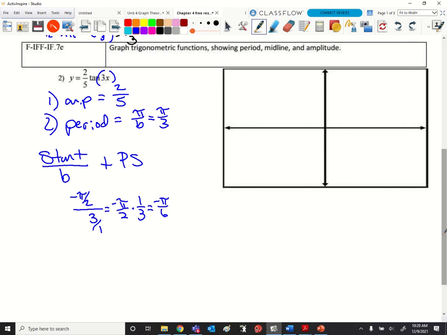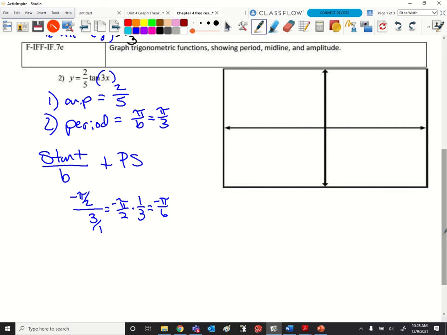How do I get the start? It's in the notes. On tangent, the start is always negative pi over 2. Cotangent, no wait, hold on, I said that wrong. Cotangent has a start of 0. Tangent has the start at negative pi over 2. Sorry if I confused you. All right, so there's my start.